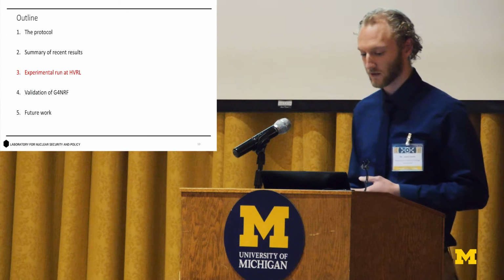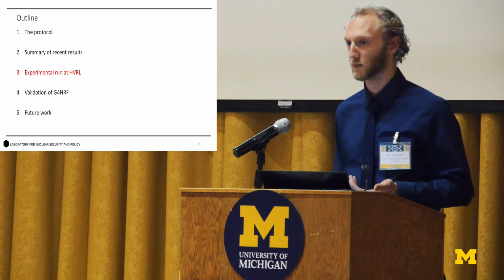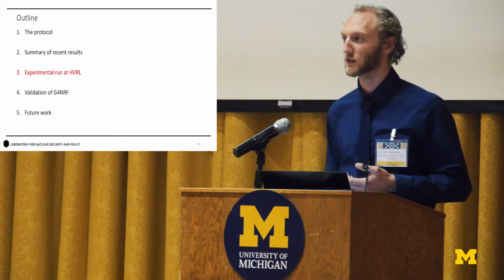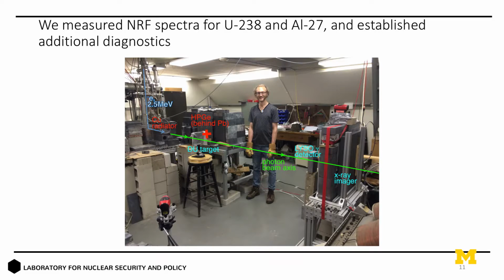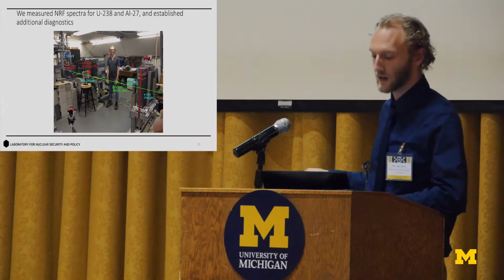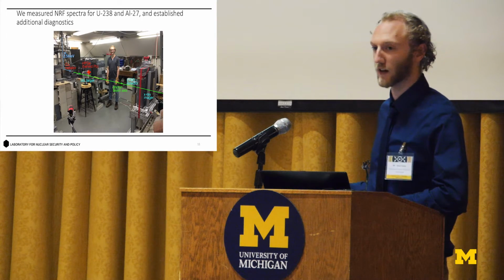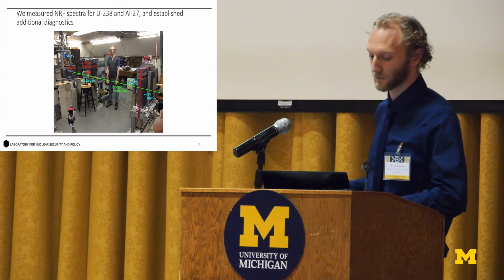So now I'll move on to some more recent work. Simulations are great, but eventually we would like to perform an experimental demonstration. So to that end, we've been working on some basic tests of NRF at the High Voltage Research Lab at MIT. So here is our lab with me for scale. We have a 2.5 MeV electron accelerator. The electrons are bent by 90 degrees and impinge on a copper and gold radiator. This produces our Bremsstrahlung beam.